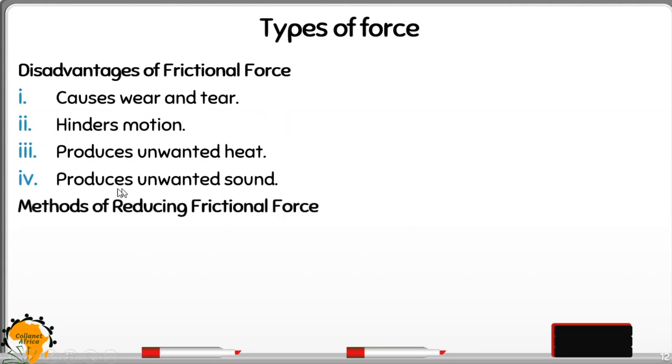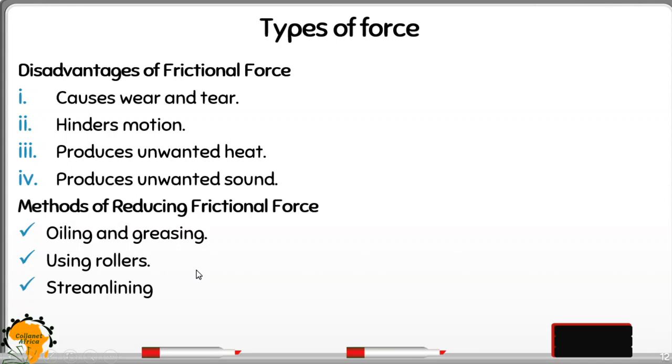Now, how do we reduce this to avoid these disadvantages? One, we minimize frictional force by oiling and greasing. That is why we keep on oiling our wheelbarrow, our bicycles. Then we have using rollers. When you want to move a very heavy object, it's advisable that you use rollers. This will help you to reduce friction. Then streamlining the body, making a body to be sharp or to be thinner towards the front so that it can be able to have less resistance.